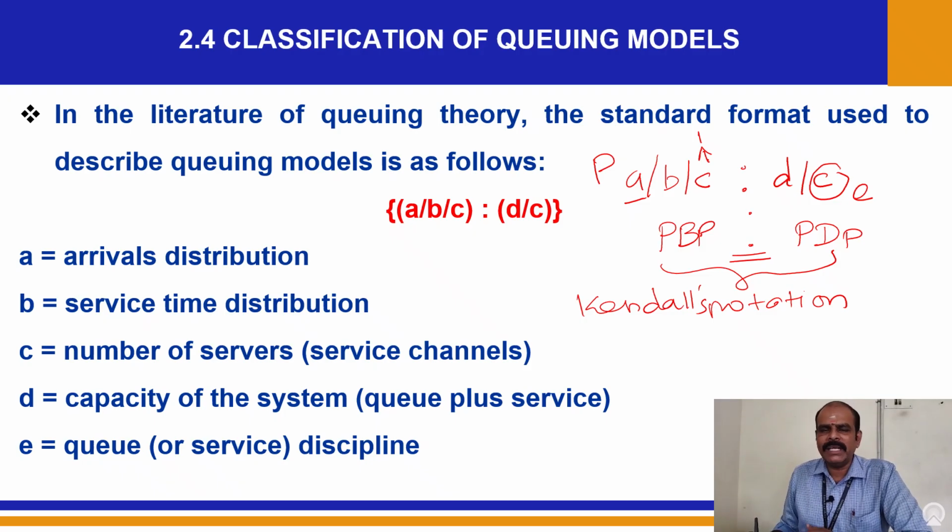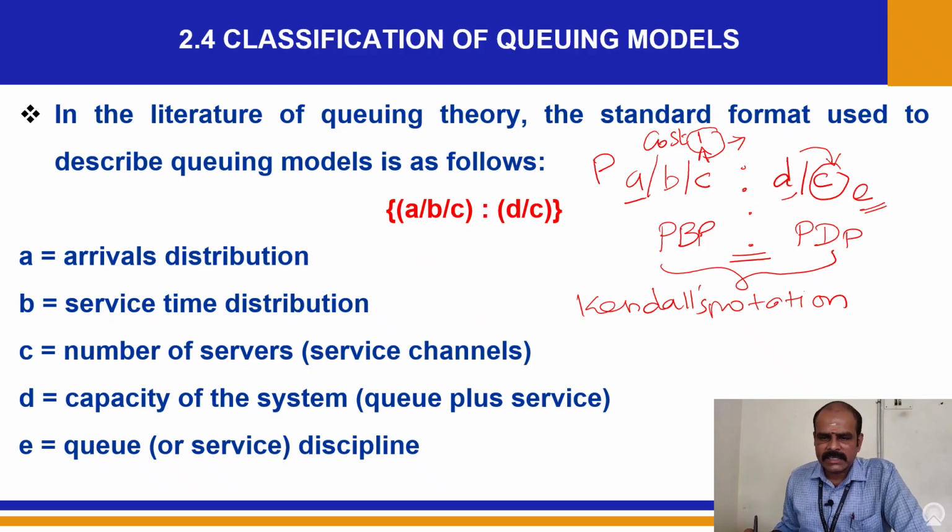More than one server is possible based on the scenario, and the significance of C is that it is associated with cost. If we have more than one server, we need to pay more. Then D is the capacity of the system and E is the queue discipline. In some cases the number of channels C might also come into the picture. So based on the scenario it will change.